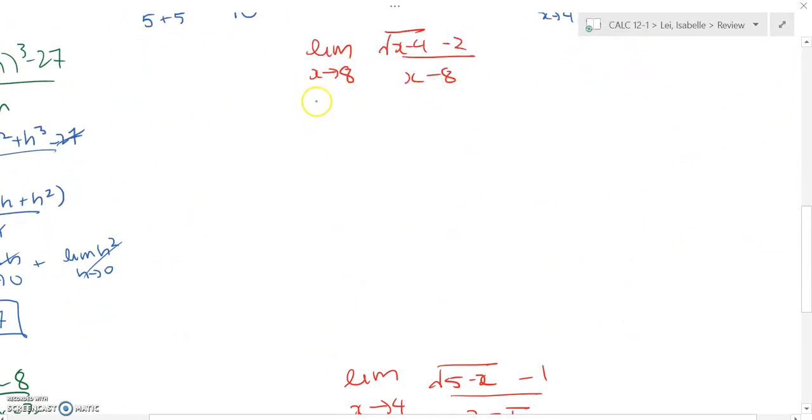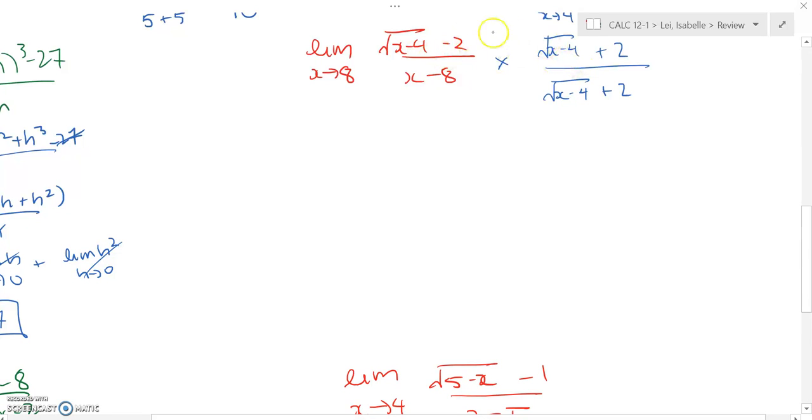So first of all, we have to multiply both things by the conjugate of the thing that has the root. So we want to multiply this by root x minus 4 plus 2. That's the conjugate of root x minus 4 minus 2. And we have to multiply both top and bottom. You have to remember that, because if you just multiply the top, you can't do that. Whatever you do to the top, you must do to the bottom as well.